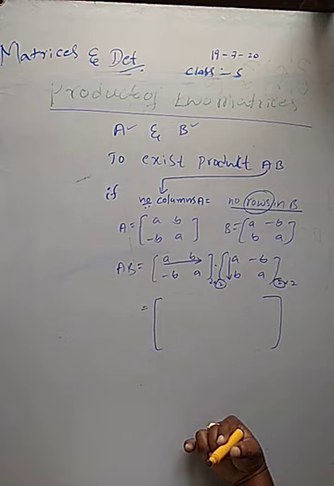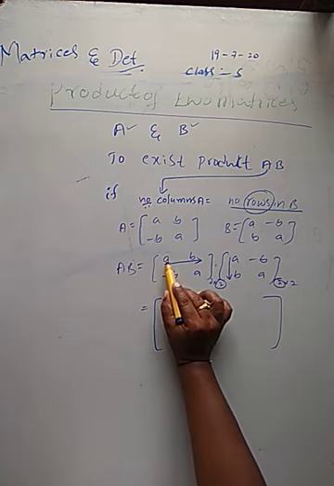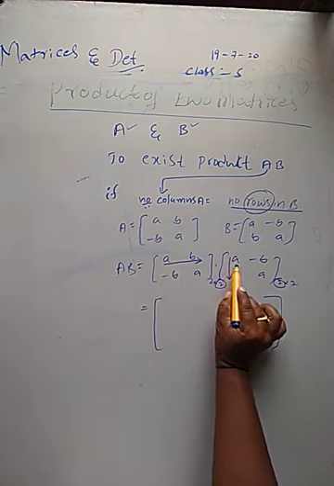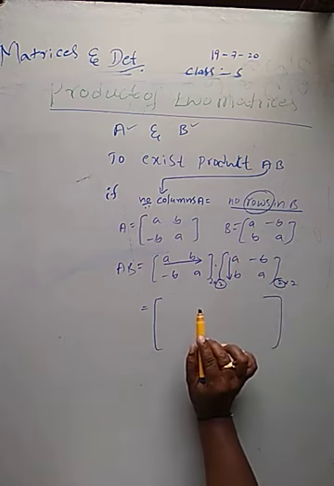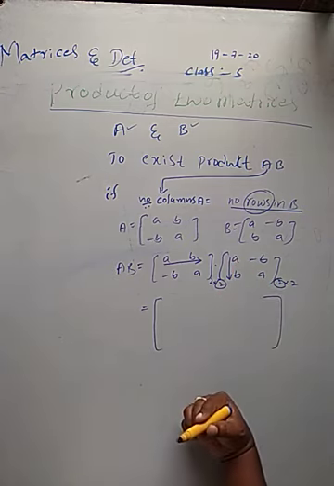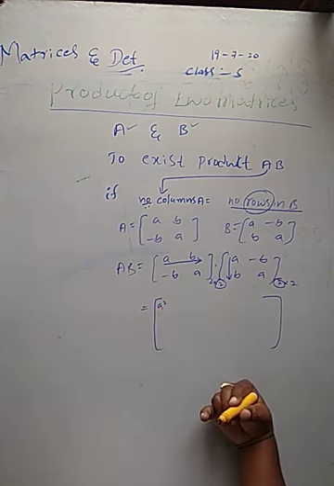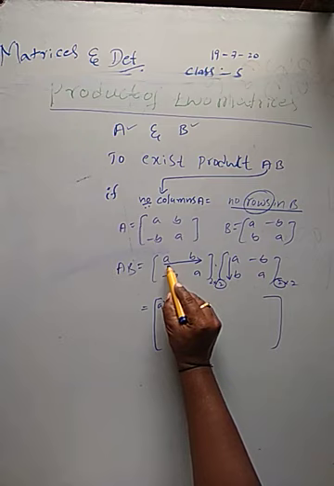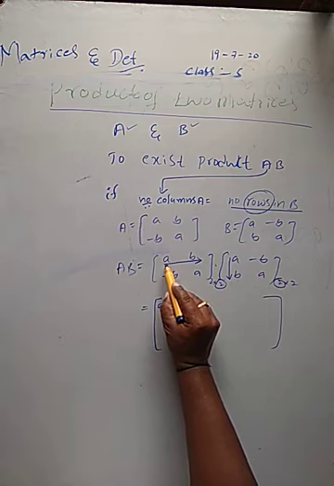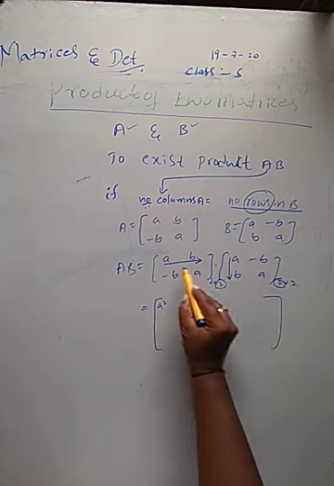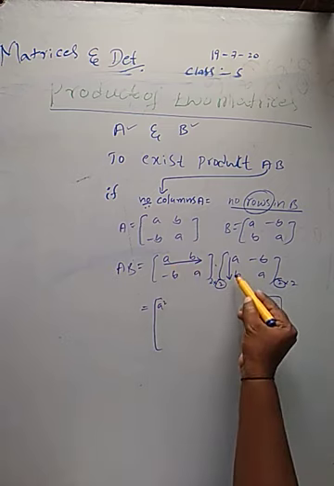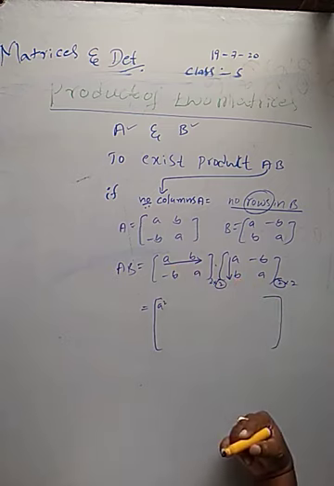Yes, come to the first step. Please be careful. What is the first element in the first row? A. What is the first element in the first column? A. Those two elements should be multiplied, nothing but A square, or A into A. Catch this point carefully. After completing the multiplication of every element of the first row by the corresponding element of the column, we have to go for the next element.